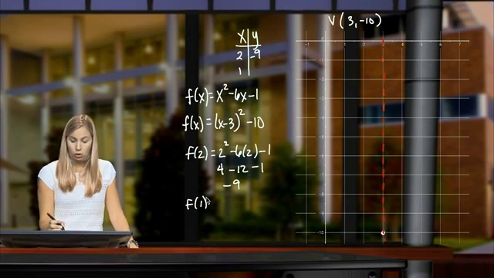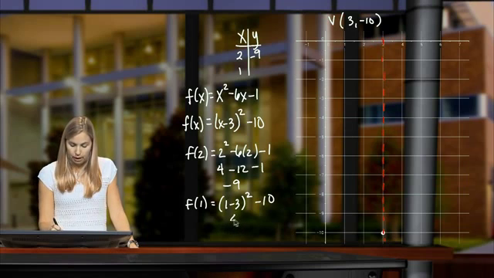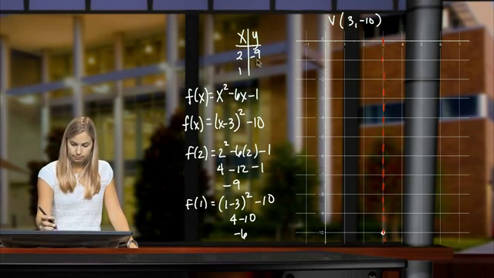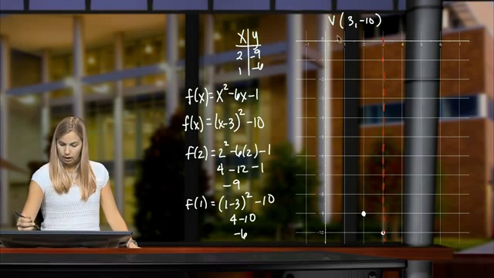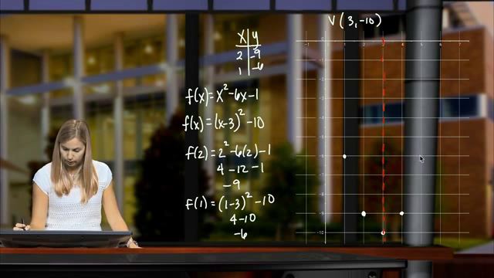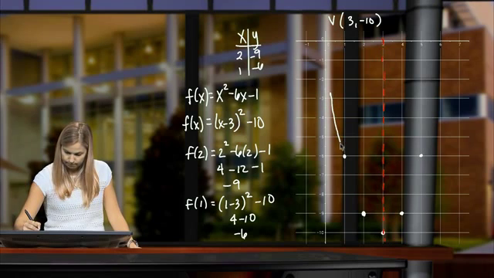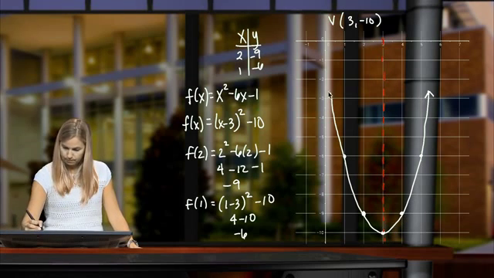And then to find f of 1, we'll use the vertex form. We've got 1 minus 3 squared minus 10. 1 minus 3 is negative 2, and negative 2 squared is going to be positive 4. Minus 10 is negative 6. So we're going to plot our 2 points. We've got 2, negative 9, and 1, negative 6. And both of those we're going to reflect about the axis of symmetry to get our points on the right-hand side. So that's how we can use completing the square to write our function in vertex form so that we can see the vertex without actually having to use the negative b over 2a.